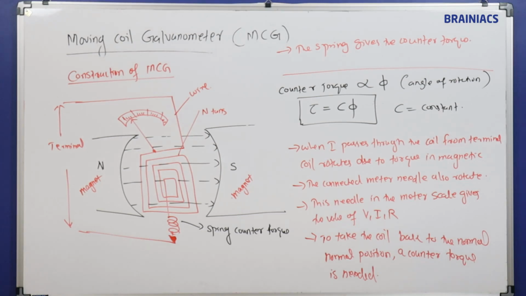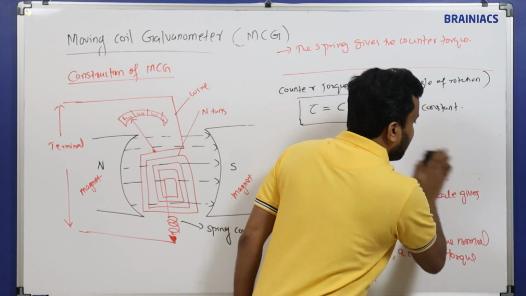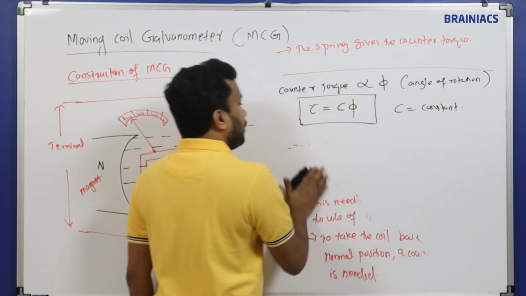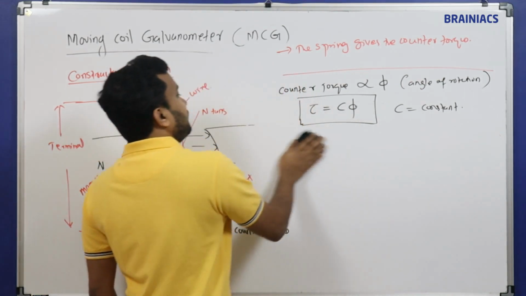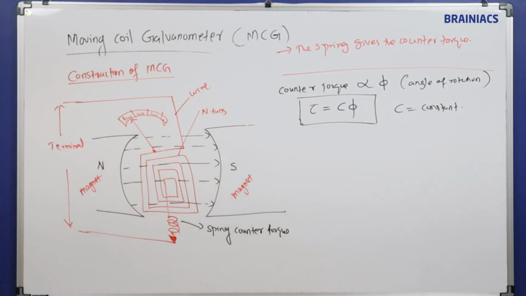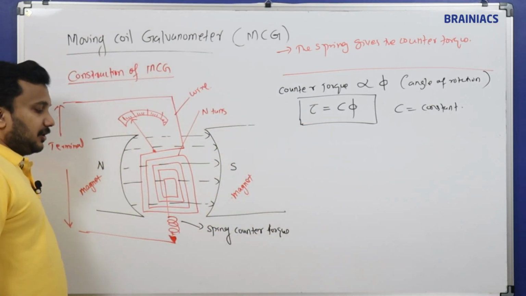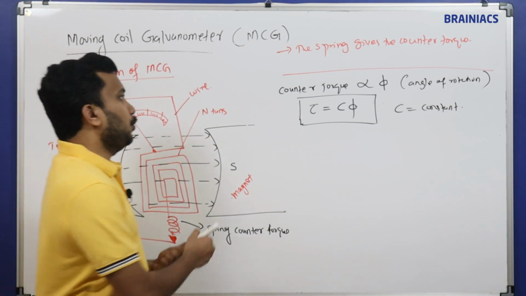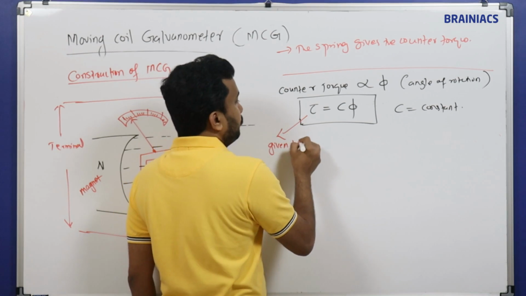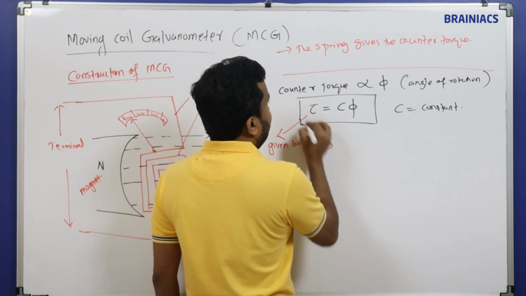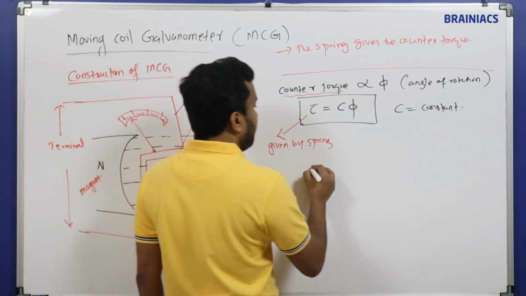Okay, so I told you the coil will undergo a rotational motion. The coil is undergoing a rotational motion because of the torque experienced by the current carrying coil placed in a uniform magnetic field. So the coil will experience a torque. And the torque given by whom? The spring. That is called the counter torque.